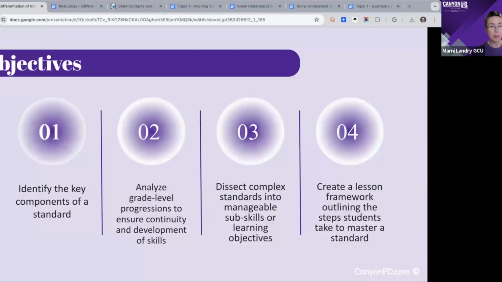The objectives for topic 1 are to identify the key components of a standard, to analyze grade level progressions, vertical alignment to ensure continuity, to dissect complex standards, unpack them, break them down into manageable subskills and/or learning objectives. And finally, how to create a lesson using these unpacked standards in order to help guide the students to master the standard. This section, although it refers to lesson planning, is not just about lesson planning. It's really the essential groundwork that must be laid before lesson planning can begin.